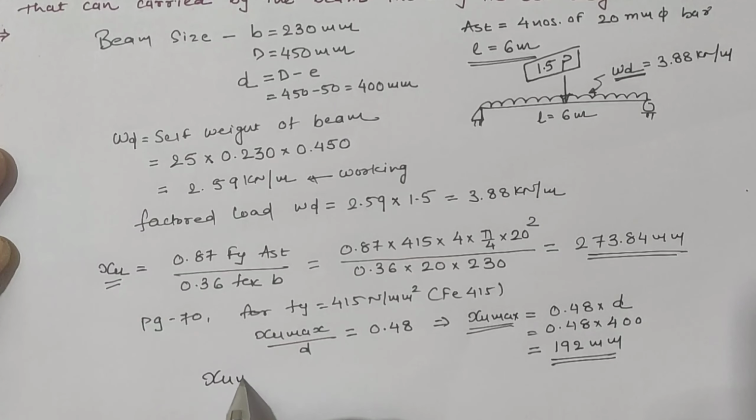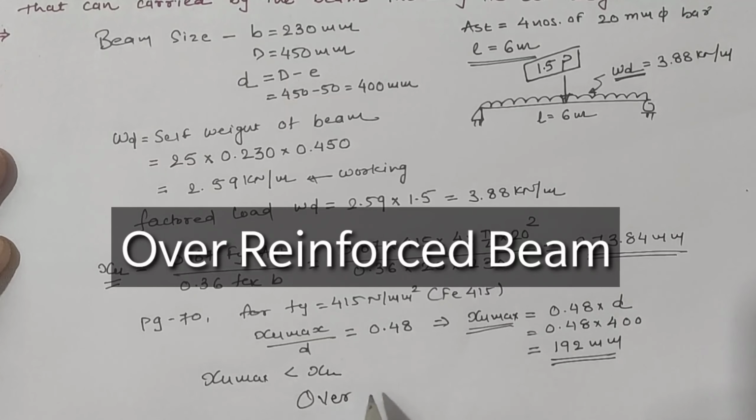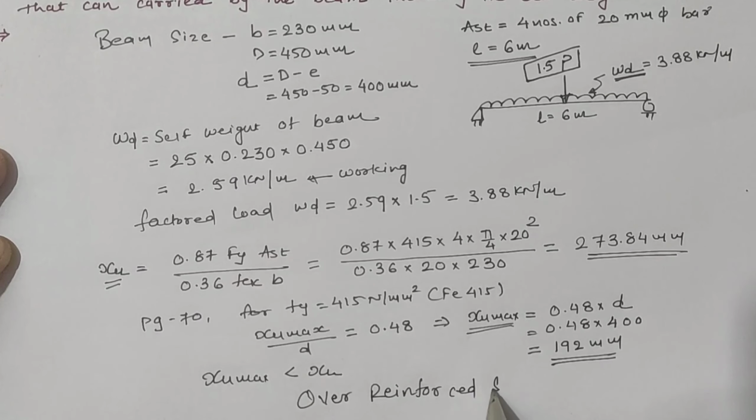Now our maximum value is less than of Xu. It means that our given beam is over reinforced section. So let us calculate the limiting value.